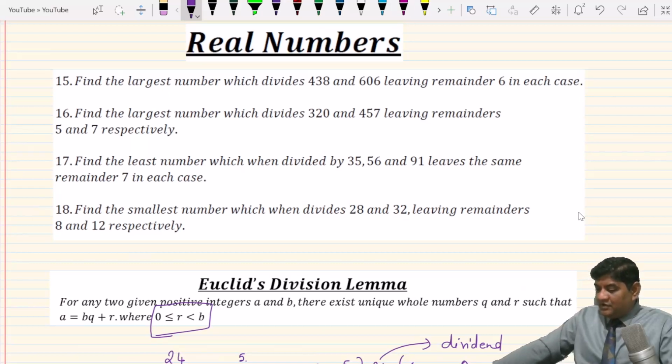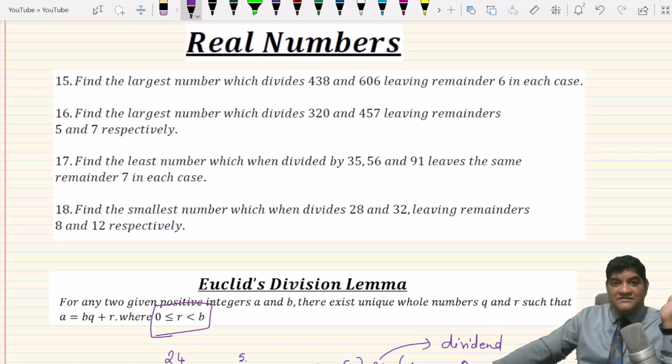Find the least number which when divided by so and so leaves the same remainder, 7 in each case. Now I want you to think about it. Are we looking for a bigger number or a smaller number? Logically think about it. I'm looking for something which when divided by these 3 numbers.